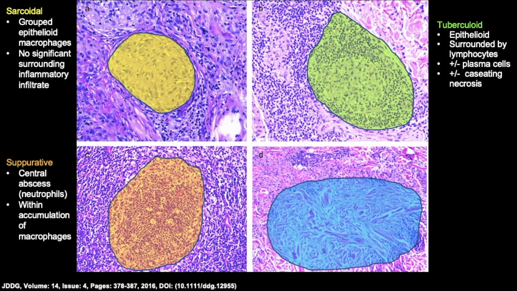The last one is the palisading granulomas, and those we see around the collagen bundles, as you see here in this picture.